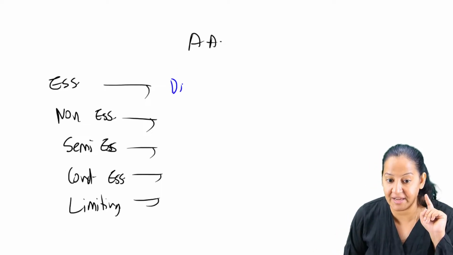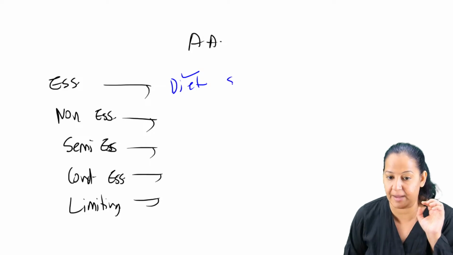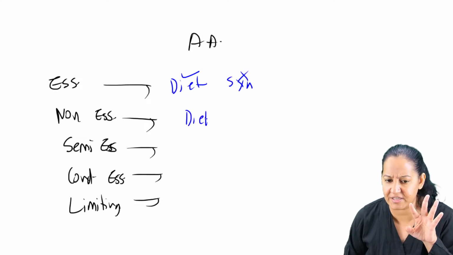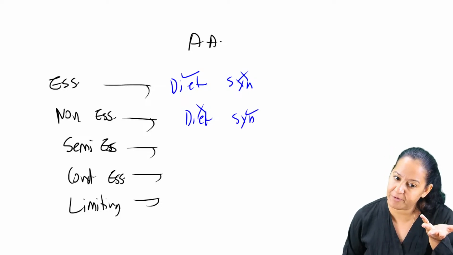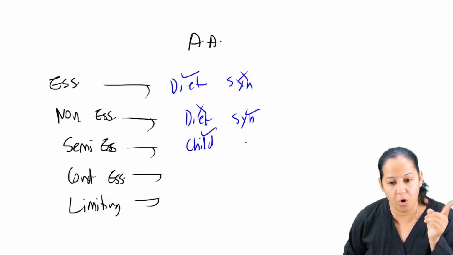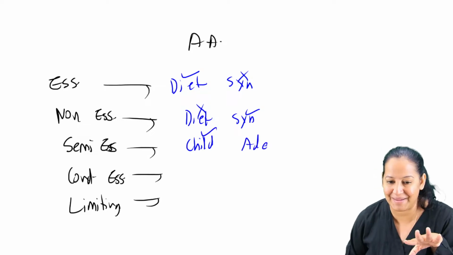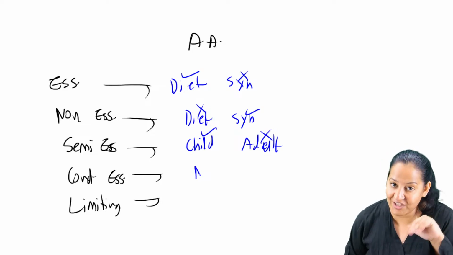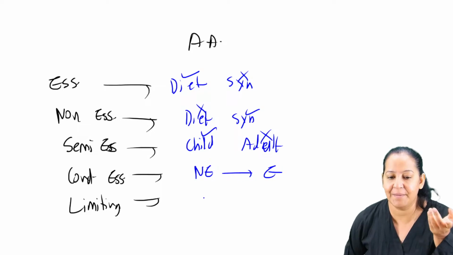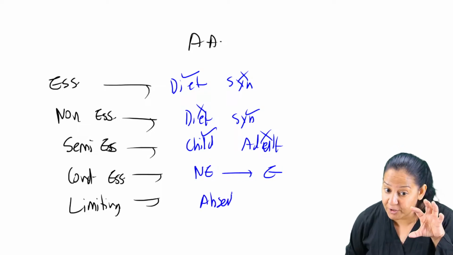Essential amino acids are essential in our diet. We should eat them because the body does not synthesize them. Non-essential, we need not eat in our diet because the body synthesizes them. Semi-essential are essential for children, but not essential for adults. That's why they are semi. Conditionally essential are actually non-essential, but they convert into essential if their precursors are missing, and limiting amino acids are absent in a particular food item.